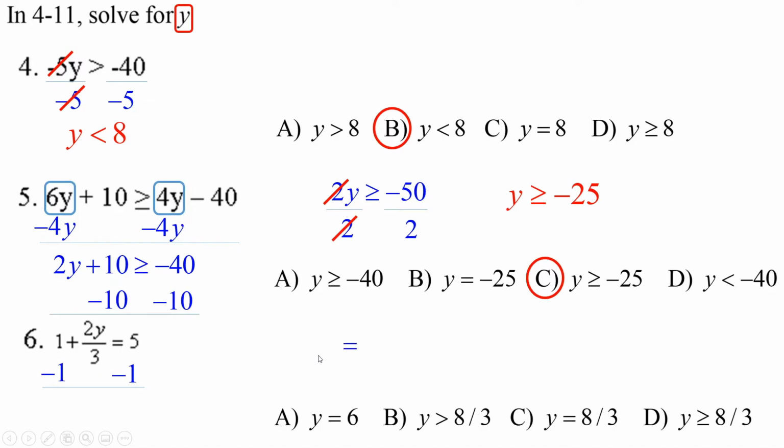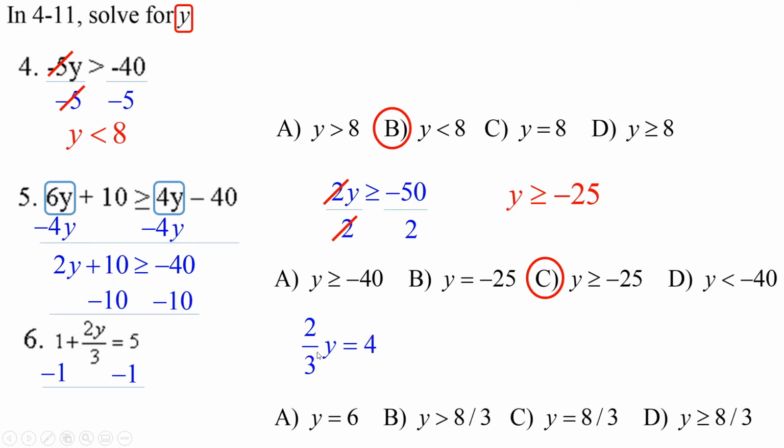And equals, this is just an equation, isn't it? So look at the left now. 1 minus 1 cancels, and you're left with 2y over 3. I'm going to write that as 2/3 y. All right. And then on the right, I have 5 minus 1, which is a 4.